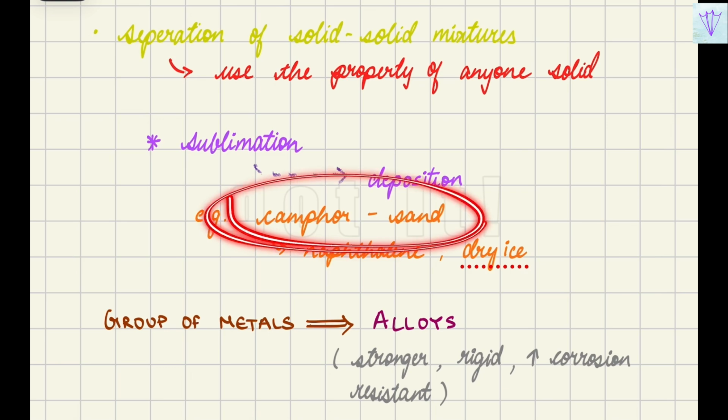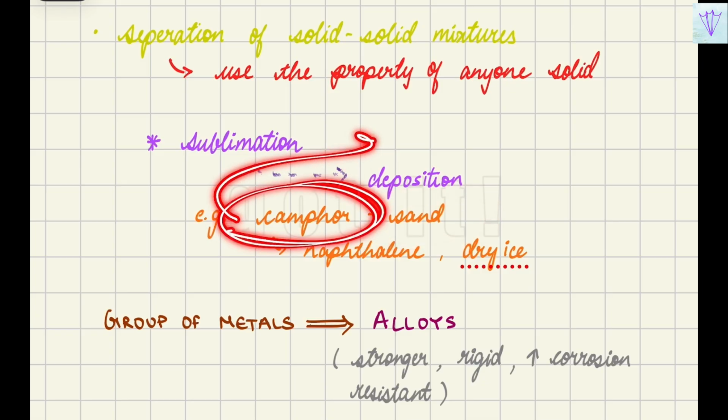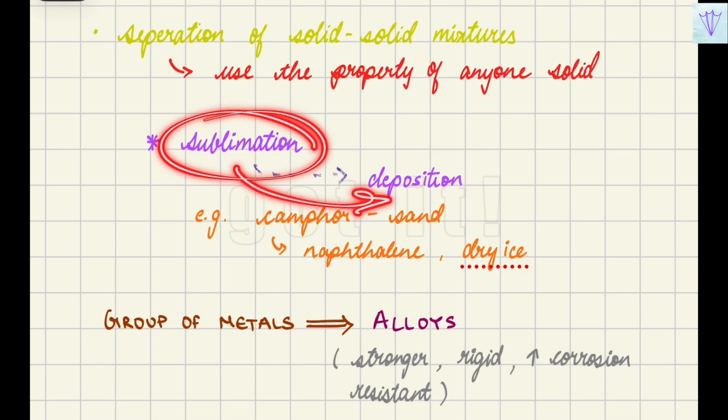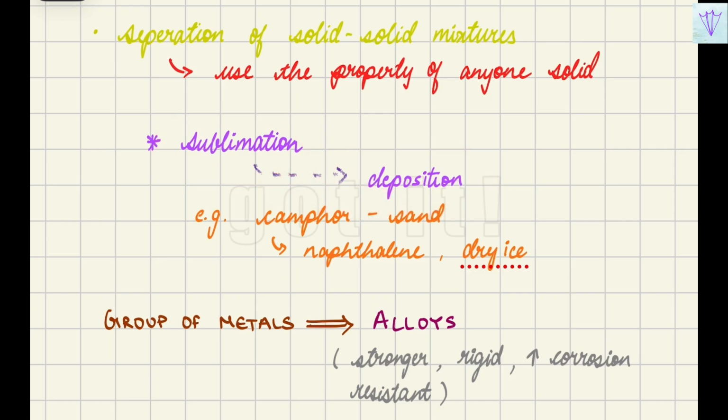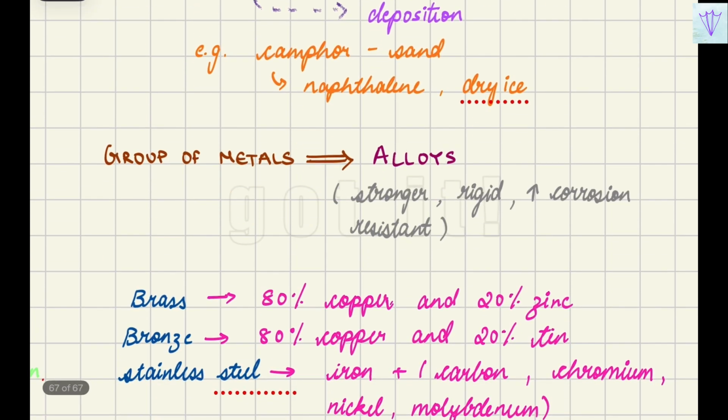Suppose we use camphor and sand and you start heating this mixture, then the camphor will start to evaporate, and directly from the solid form it will evaporate and again go into the solid form. It will not go into the liquid phase in between. So that is called sublimation, and later it will undergo deposition. In place of camphor, you can also use naphthalene and dry ice, which is solid carbon dioxide. So when you have a group of metals, you cannot combine them as they are in the solid form.